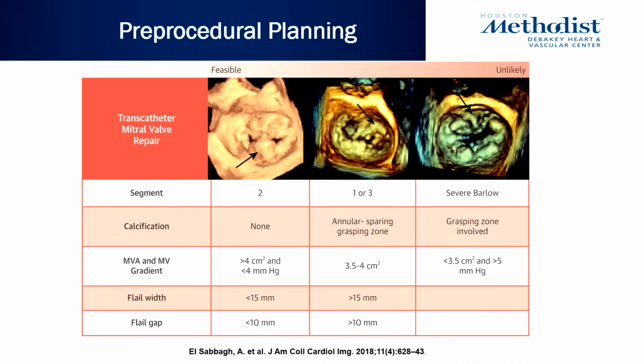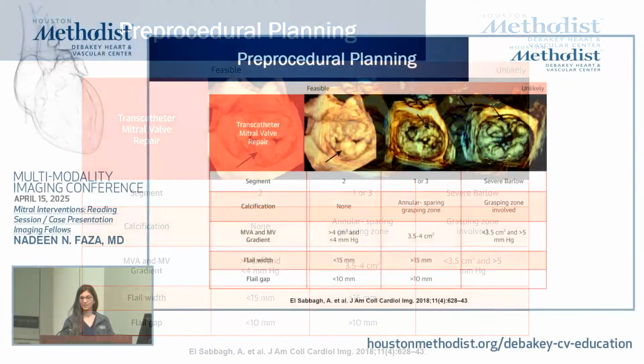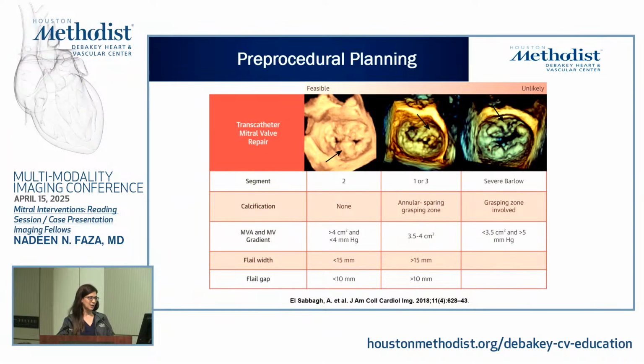And this is a figure showing the favorable and the challenging anatomies for MTEER. The straightforward cases are where you have A2 or P2 pathologies, central pathologies, where your area is more than 4 and your gradient is less than 5 or 4. And when you have short flail widths and gaps, and where you don't have any calcification in your grasping zone. Those are the straightforward A2, P2 pathologies with no calcification and a sizable valve.